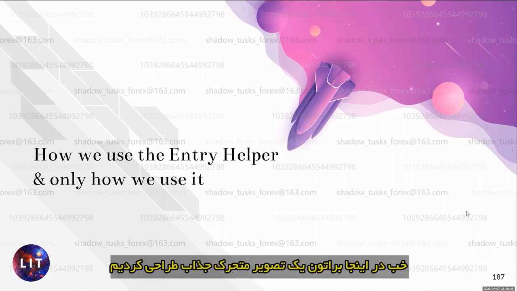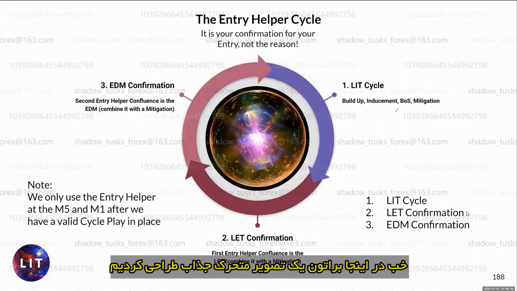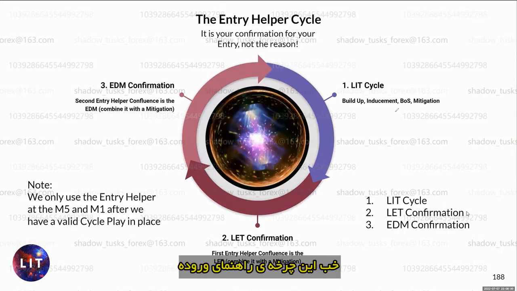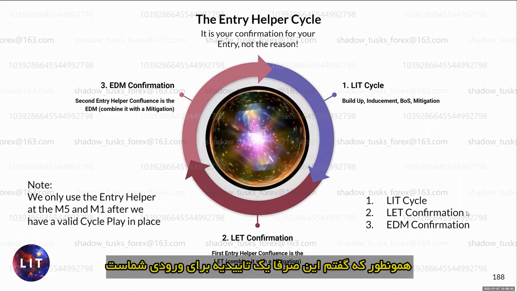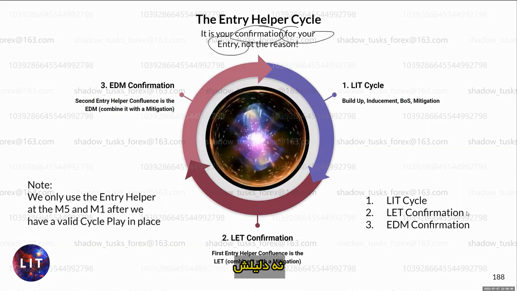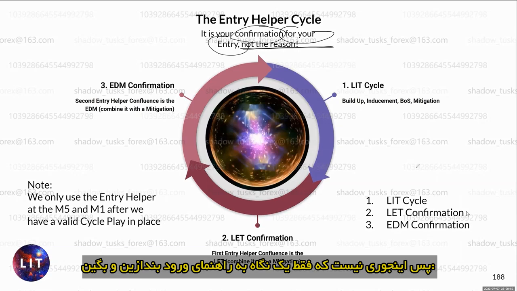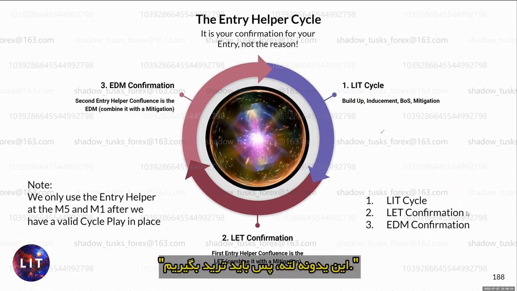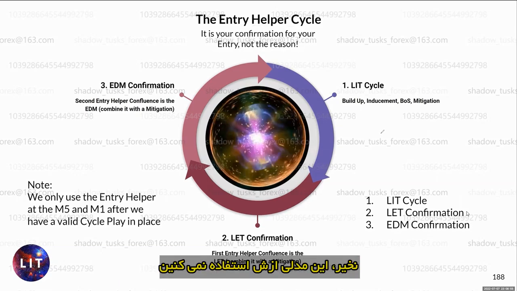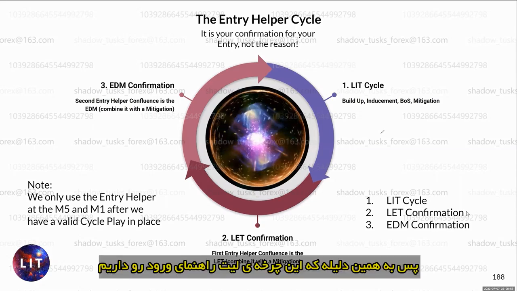So we made a fancy looking animation, illustration, whatever you want to call it. So that's the entry helper cycle. Again, it is your confirmation for your entry and not the reason, right? So if you only look at the entry helper and say, oh, that's a LIT, I have to take a trade, nope. That's not how you do it, right? So that's why we have this LIT entry helper cycle.